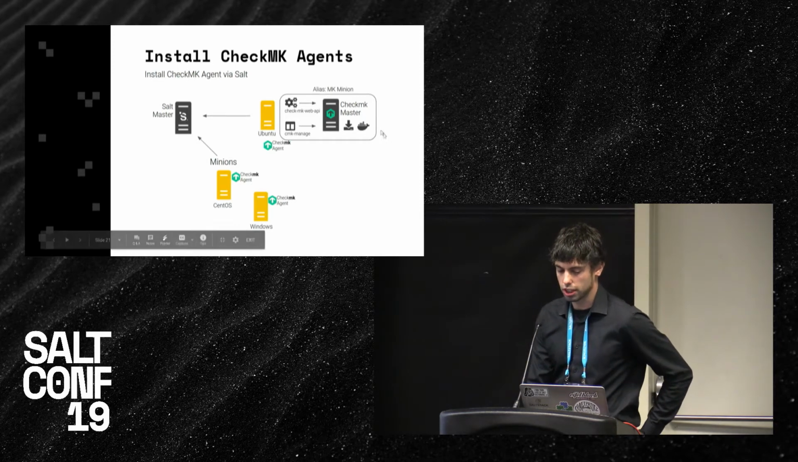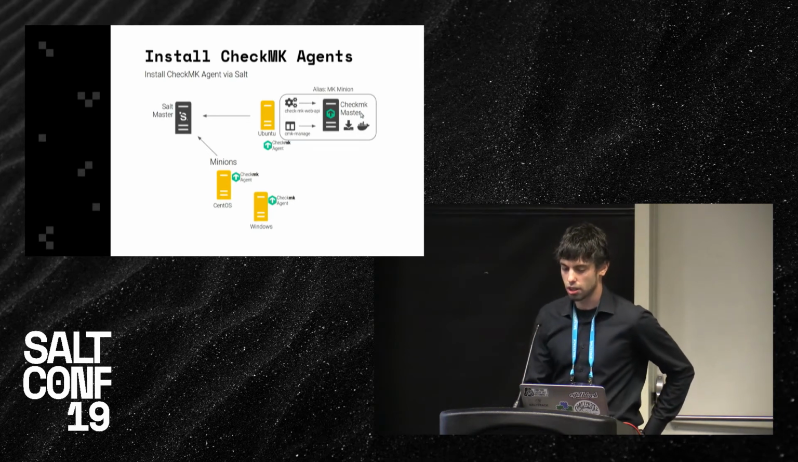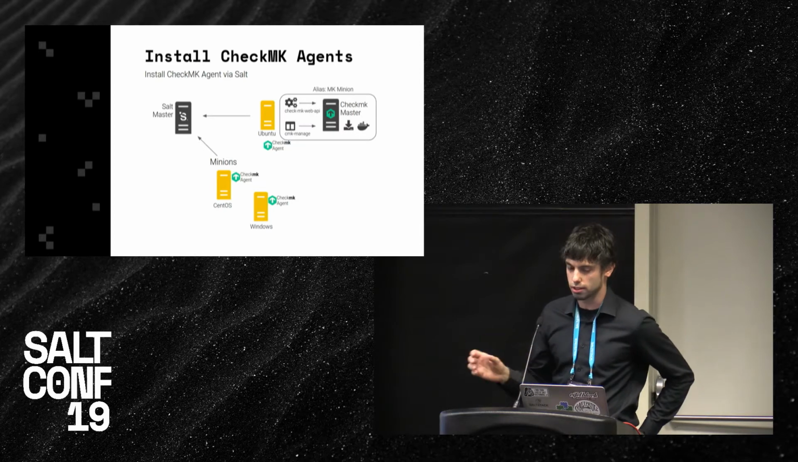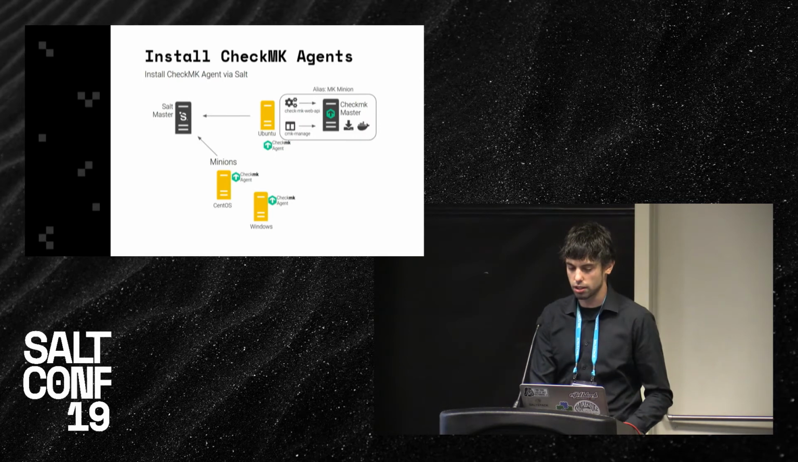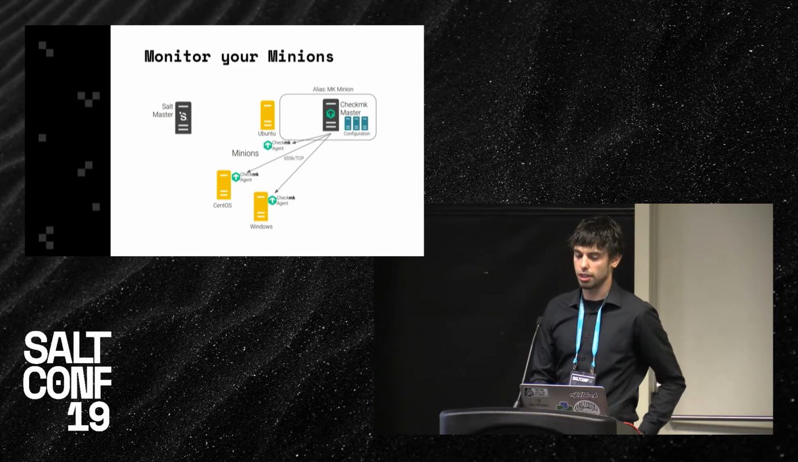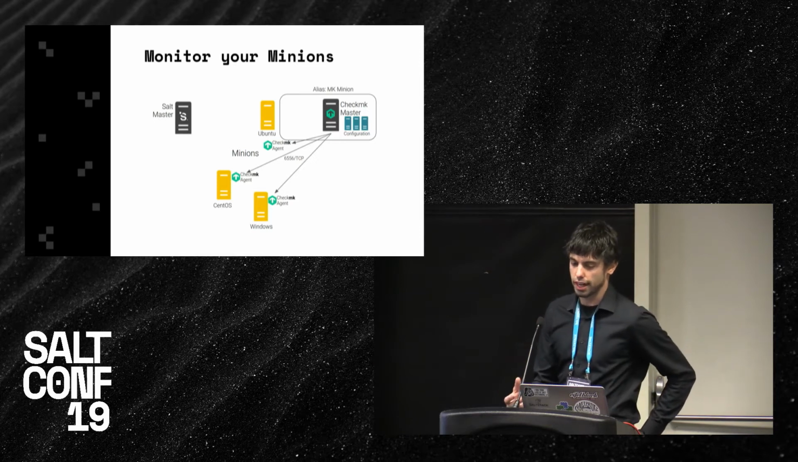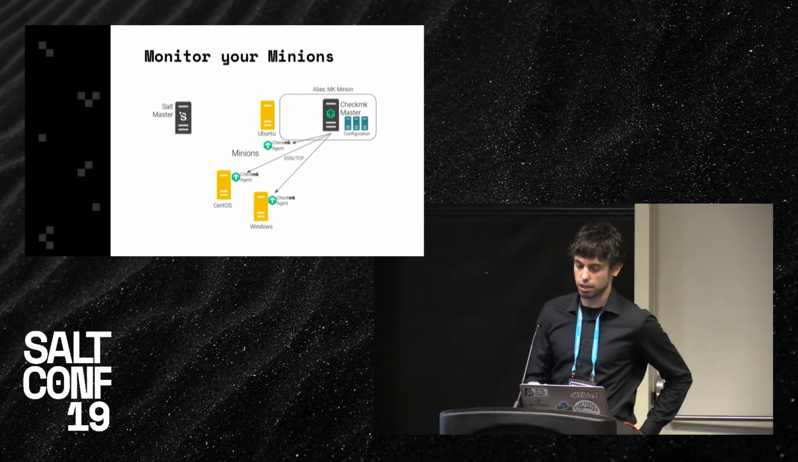And now CheckMK is aware of all the minions that it should monitor. But before you can start monitoring, you first have to deploy an agent on your minions, because otherwise you have no access to them. You can also do that easily with Salt by installing a package. If the agent is installed, your minions will be listening on TCP port 6556, that's the port of the CheckMK agent, and your CheckMK master can gather the monitoring information from your minions.